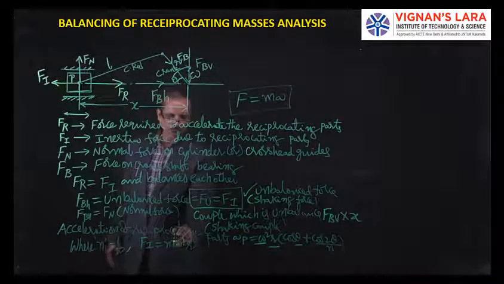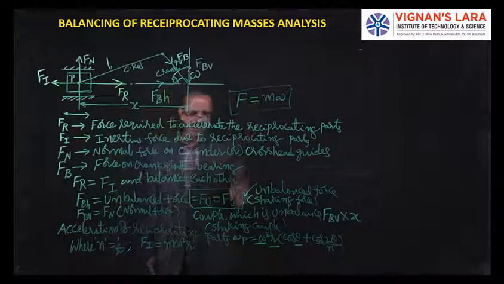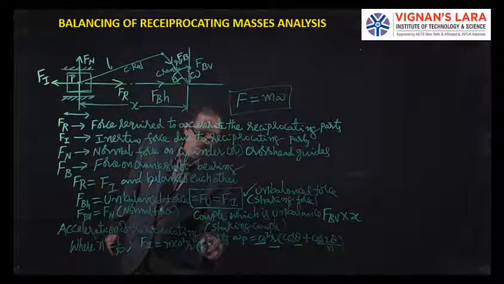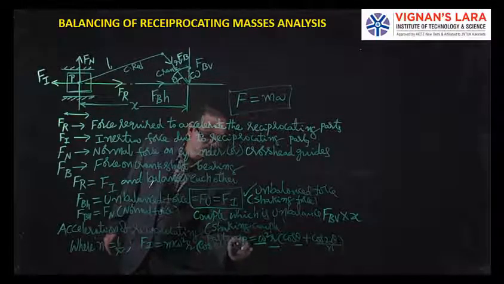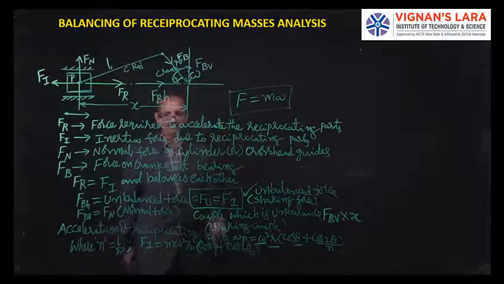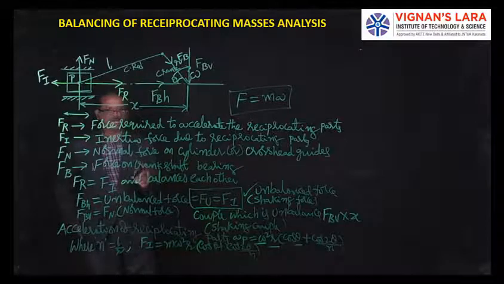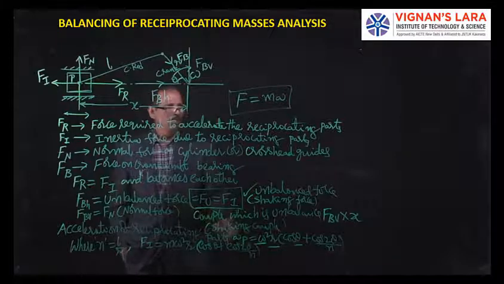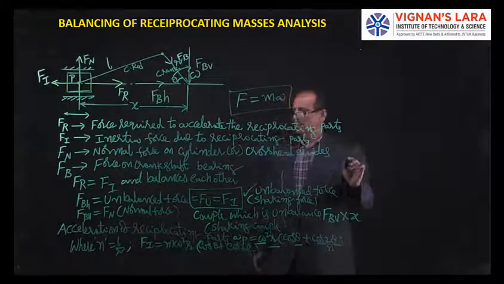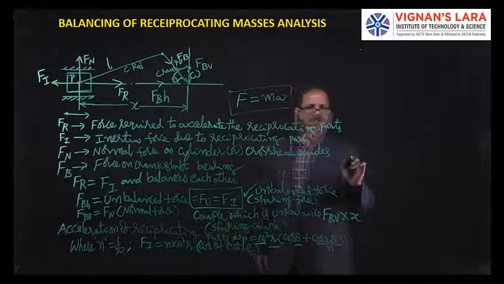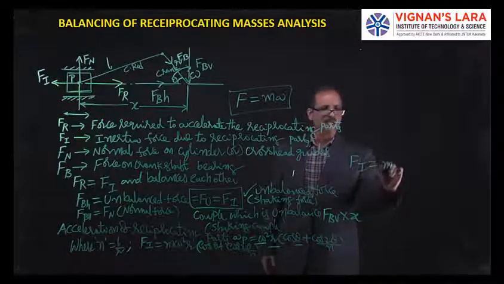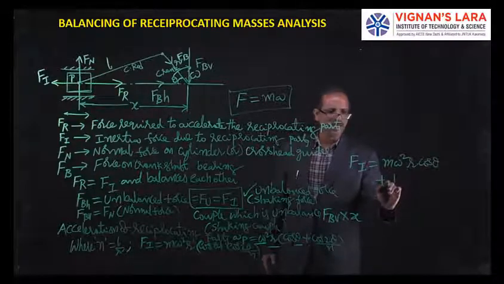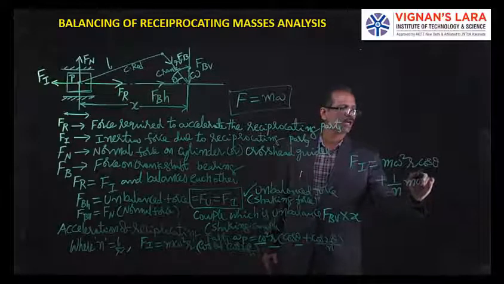So what is the mass? The reciprocating mass, m. And what is its acceleration? Just now we have written omega square r into cos theta plus cos 2 theta by n. So if you expand this, we can write that Fi is equal to m omega square r cos theta plus 1 by n m omega square r cos 2 theta.